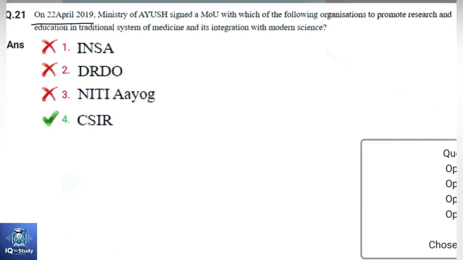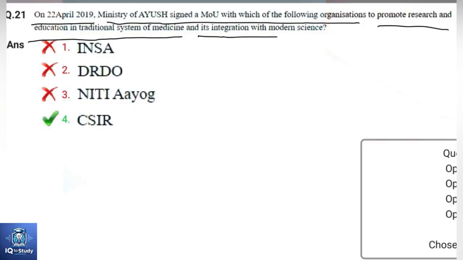On 22nd April 2019, Ministry of Ayush signed a MOU with which of the following organizations to promote research and education in traditional system of medicine and its integration with modern science. CSIR. CSIR means Council of Scientific and Industrial Research.